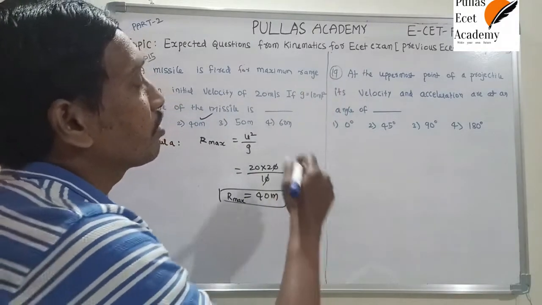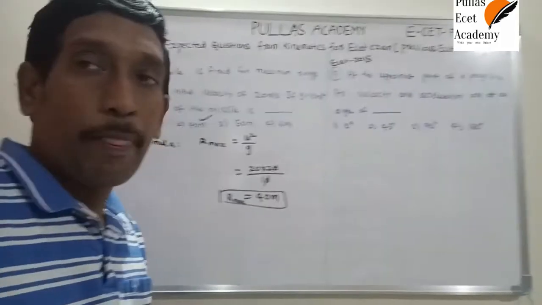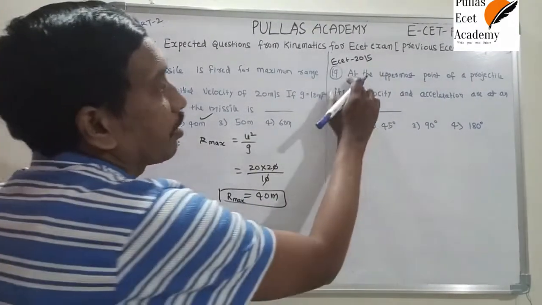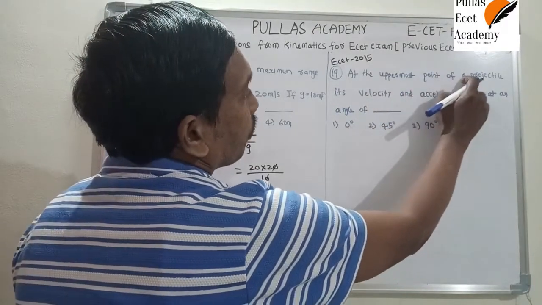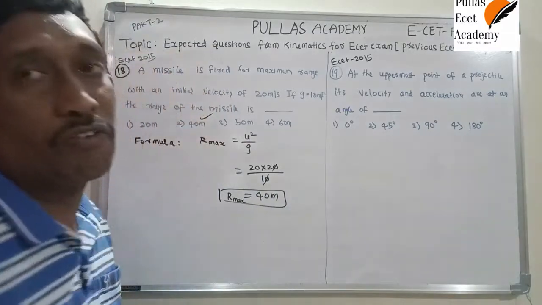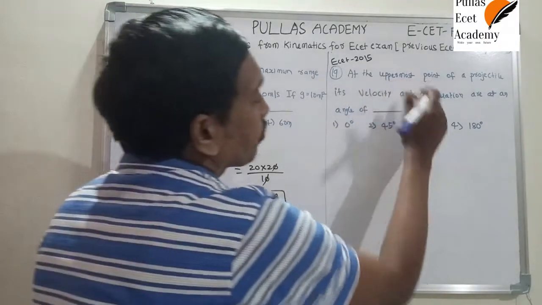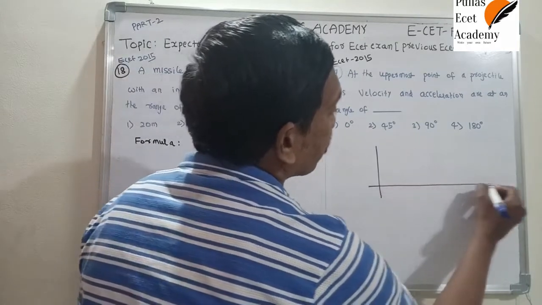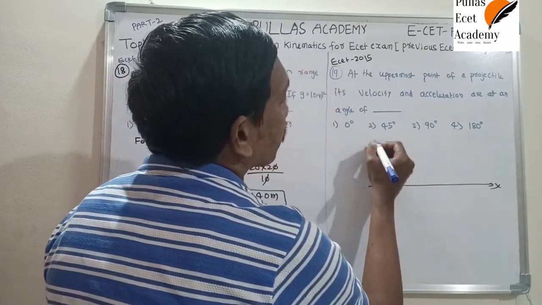So here this is also repeated in Ecet 2015 paper. At the uppermost point of projectile, its velocity and acceleration are at an angle of. Okay? So uppermost point means what? This is oblique projectile model. Here just from the diagram, understand the answer.